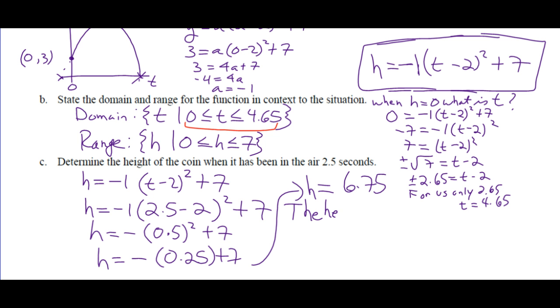And let's say the height of the coin is 6.75. Is that it? Done? Finished? One more thing. What's missing? Height of the coin is 6.75. Actually, it's feet. Okay, so you need units on there, right? How high is it going? 6.75, whatever the units are, in this case, feet.